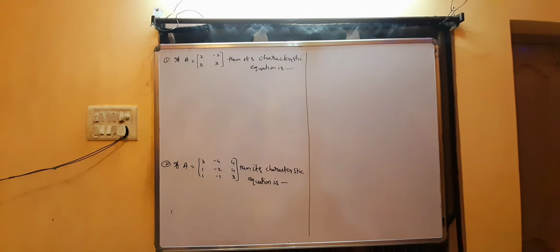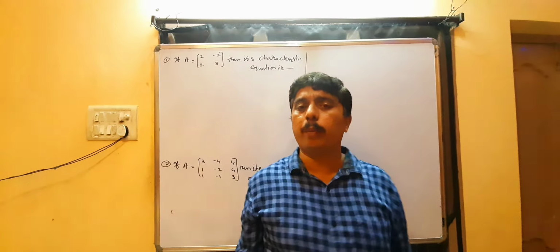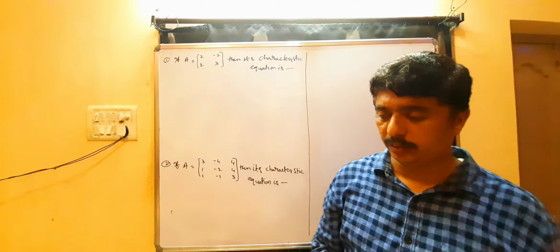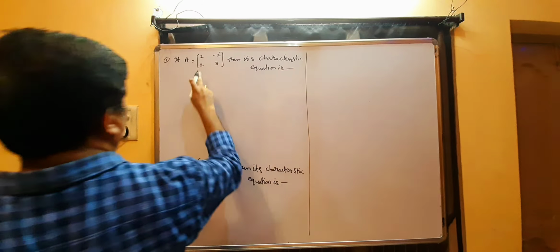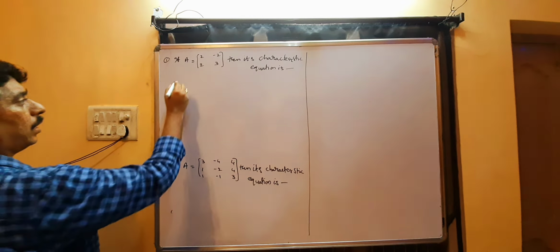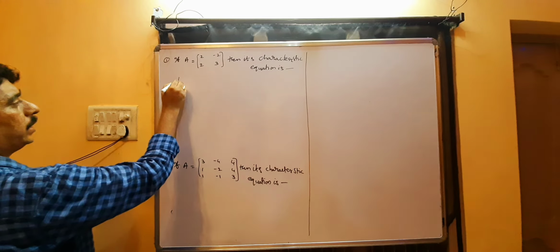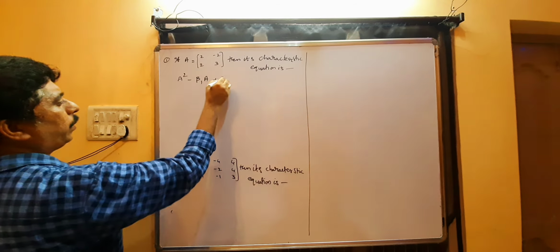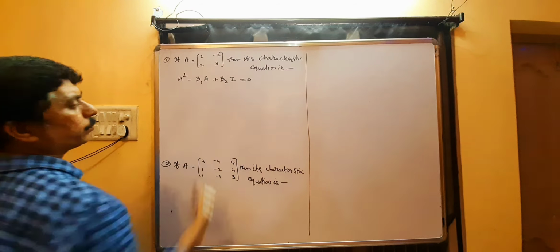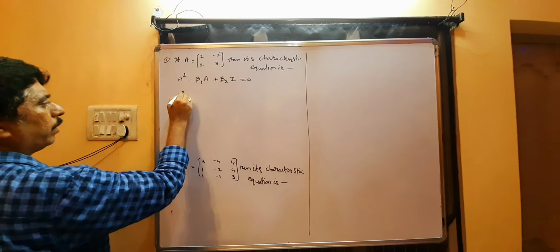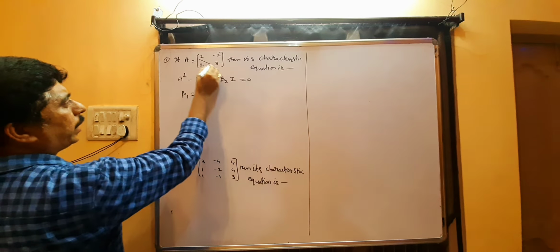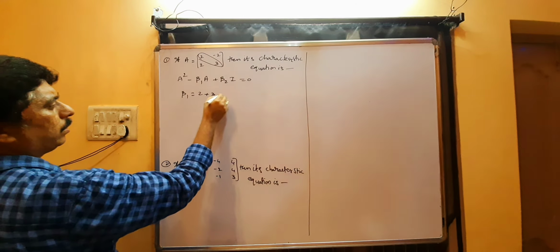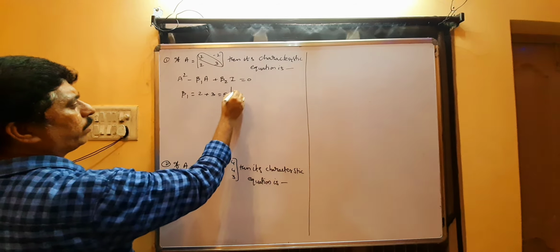Coming to the problems, two problems are given. One problem is 2 by 2, and one more problem is 3 by 3. You have to find the characteristic equation. Given a 2 by 2 matrix A, the characteristic equation is A square minus beta 1 into A plus beta 2 into I equal to 0. What is beta 1? Beta 1 is the sum of the diagonal elements, the trace of the matrix, that is 2 plus 3 equal to 5. Now you have to find beta 2.